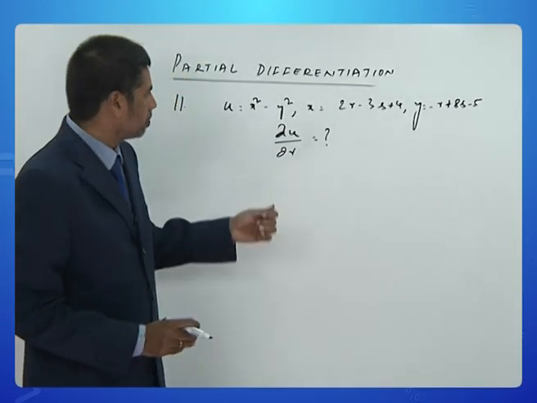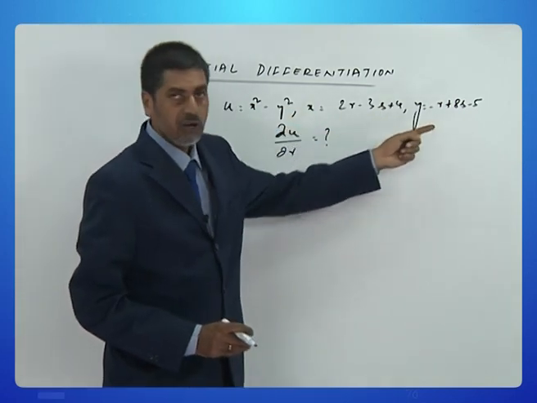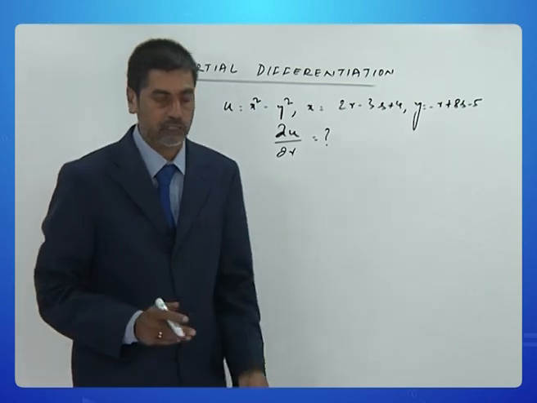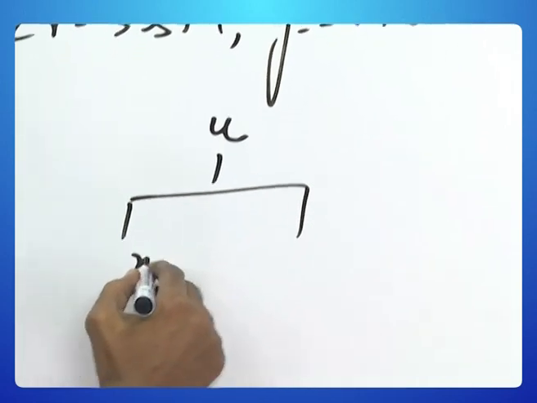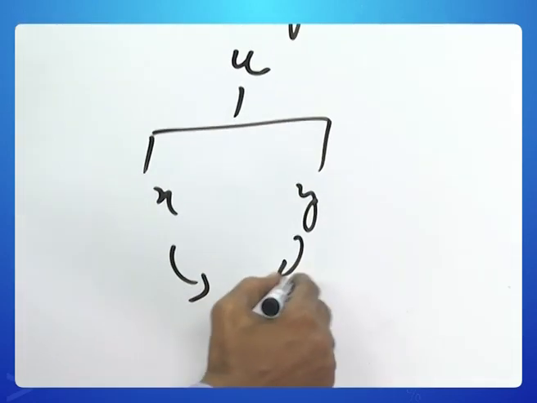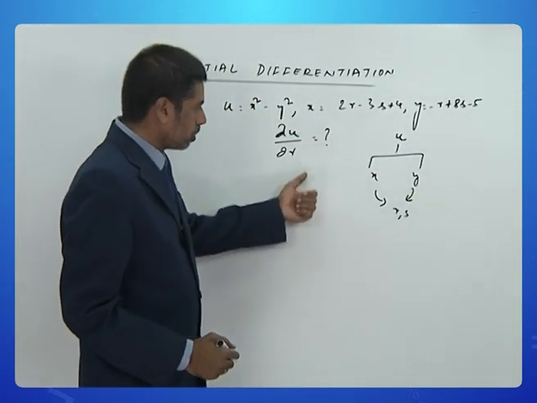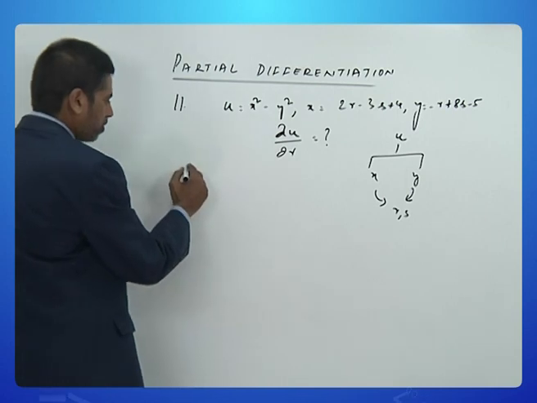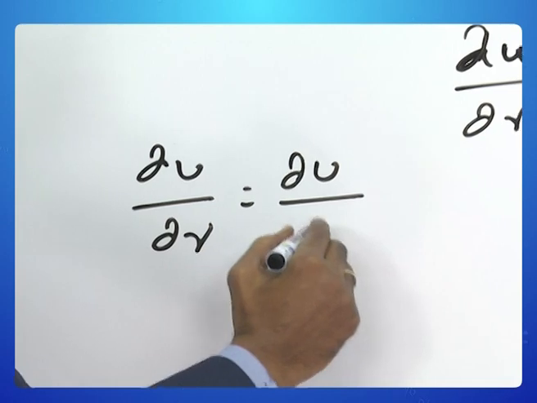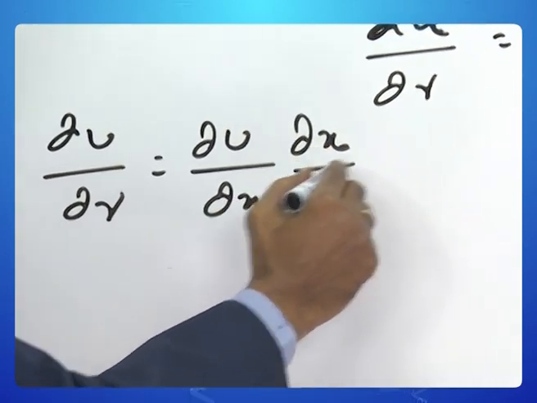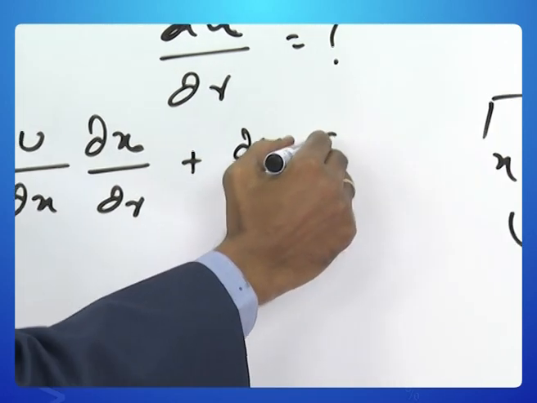Now please observe, u is a function of x and y. X and y are both functions of r and s. So this is based on two parameters. So you can draw a simple tree diagram. U as a function of x and y. X and y are functions of r and s. So we want dou u by dou r. So let's first set up the formula. Dou u by dou r is equal to dou u by dou x into dou x by dou r plus dou u by dou y into dou y by dou r.